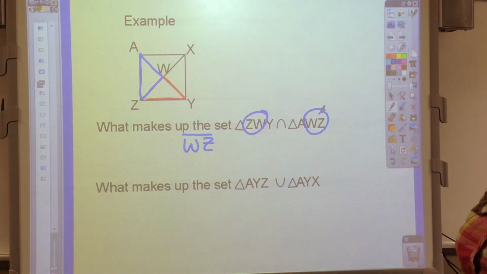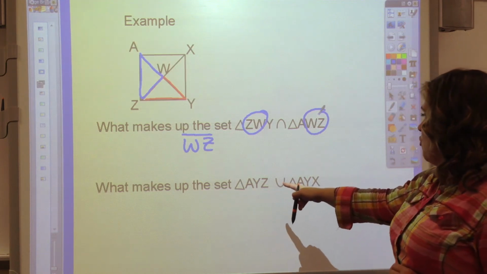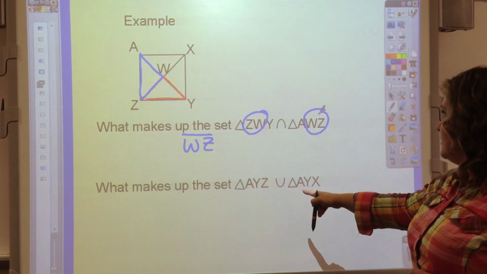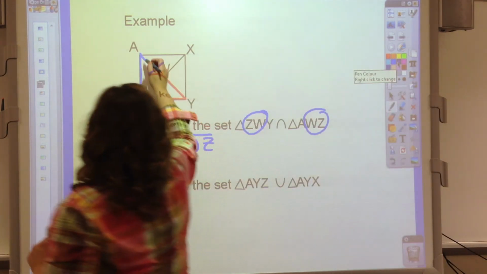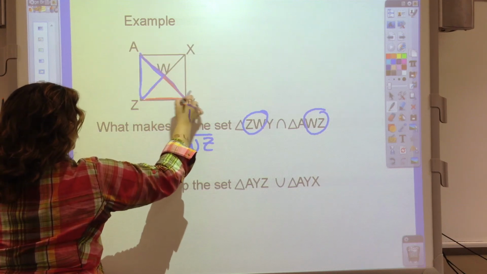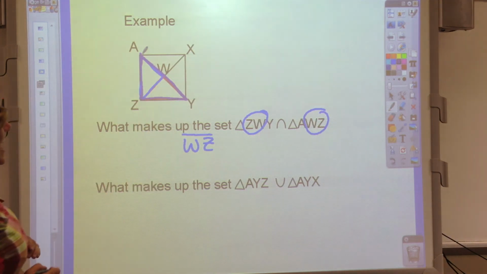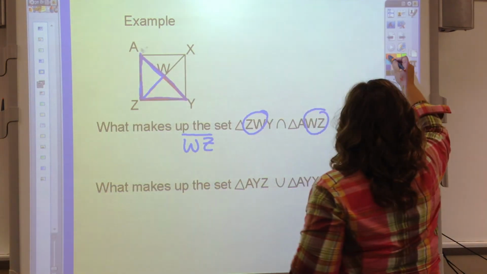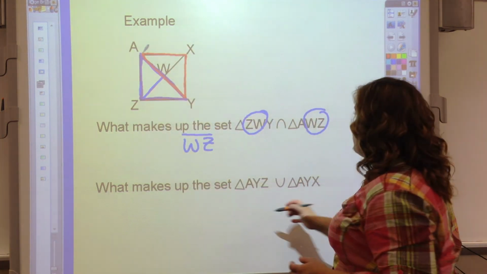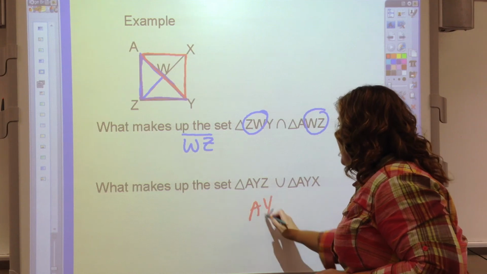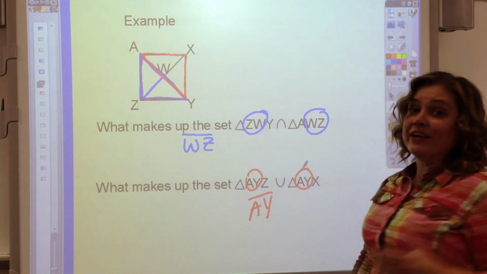All right, what makes up the set of AYZ? Let me do it in a different color. How about purple? AYZ. This nice purple triangle. And AYX. This nice red triangle. Hopefully you agree with me that AY is what they have in common. That length, or that segment. And notice again that AY are next to each other in my shape names.